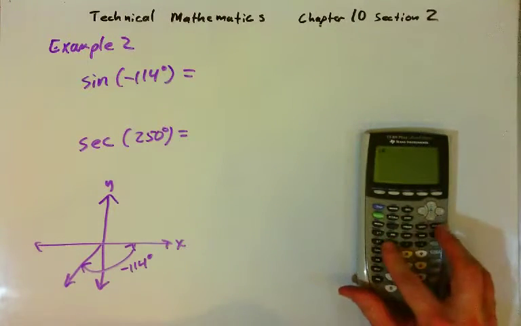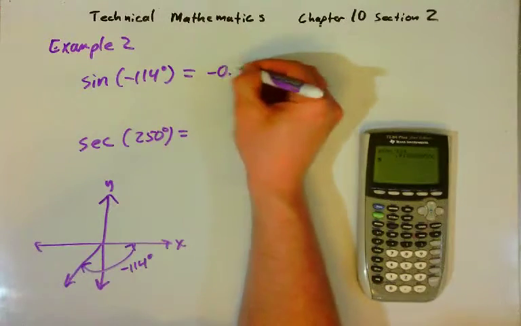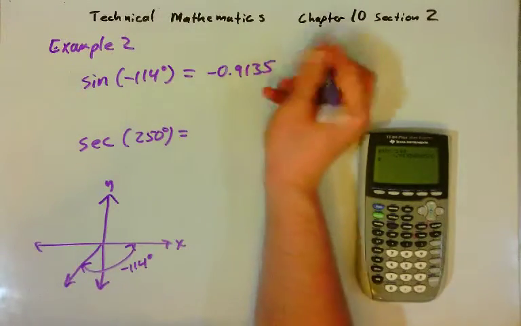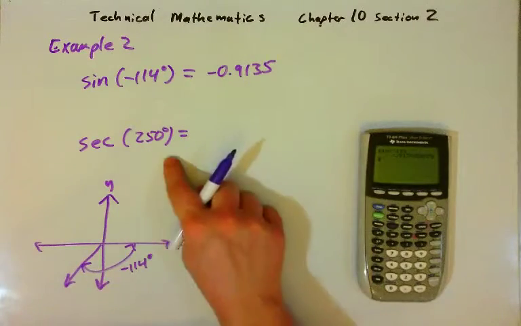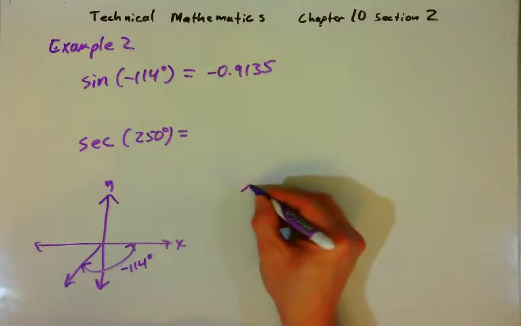Now we can simply type this into our calculator. We type in the sine of negative 114 degrees, and we get negative 0.9135. That'll be the sine of theta. Now the secant of 250 degrees is a little bit different.